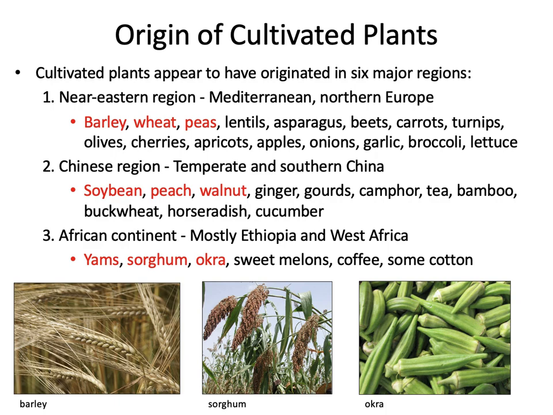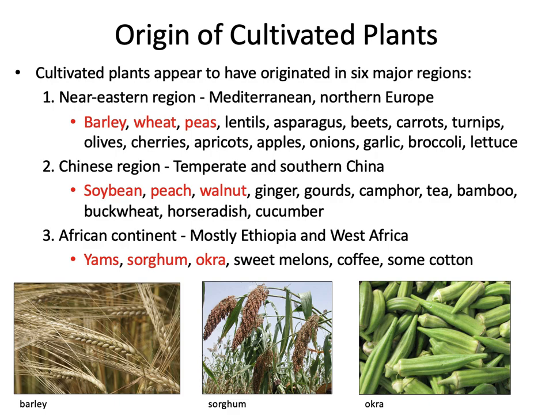So the first so-called region is the Near Eastern region, which includes the Mediterranean and Northern Europe. We can see a variety of different crops originated in this place, which is to say the ancestors of our modern day crops evolved as native species in these places. And for our exams, I just want you to know the first 3. So it's quite a long list.